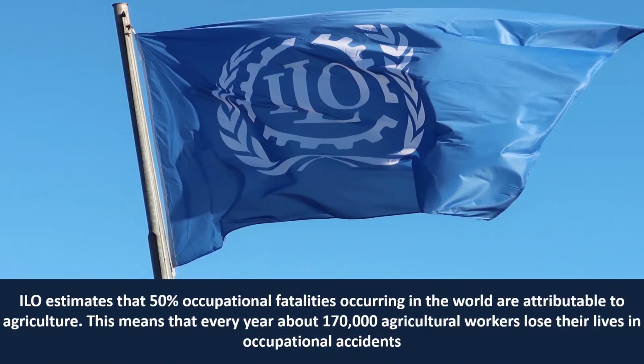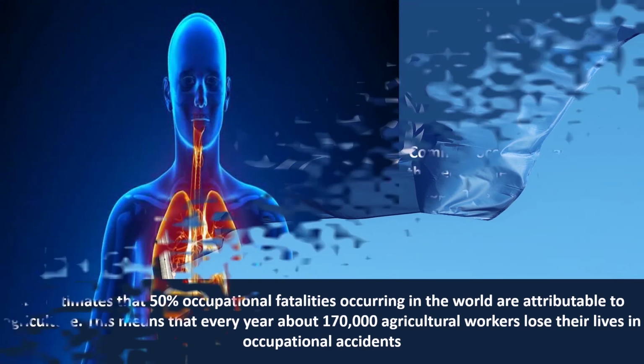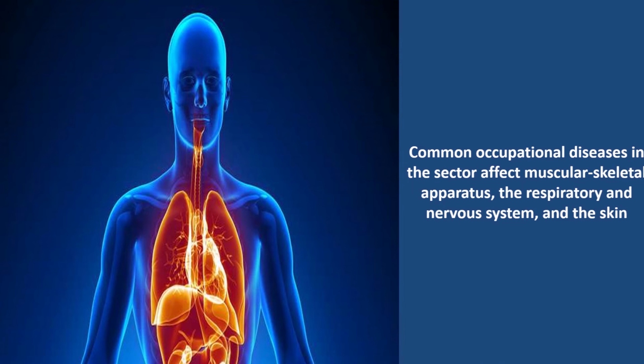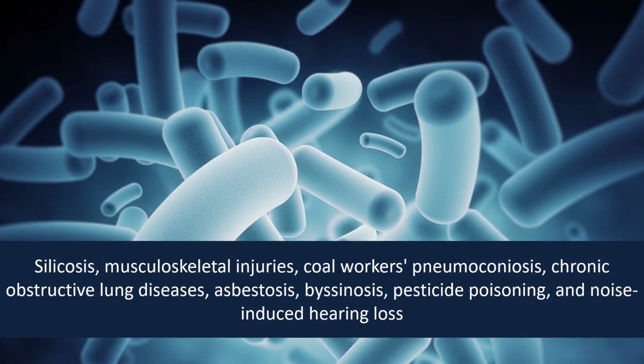If you look at the rural sector, agriculture exposes the workers to various occupational risks. According to the International Labour Organization, 50% of the occupational fatalities in the world occur because of direct or indirect factors related to agriculture. Common diseases in this sector affect the musculoskeletal apparatus, respiratory and nervous systems, and the skin. Similarly, silicosis, musculoskeletal injuries, coal workers' pneumoconiosis, chronic obstructive lung diseases, asbestosis, byssinosis. A lot of diseases occur in the rural areas, and the workers are not even aware that they are exposed to these harmful chemicals and toxins during their work time.